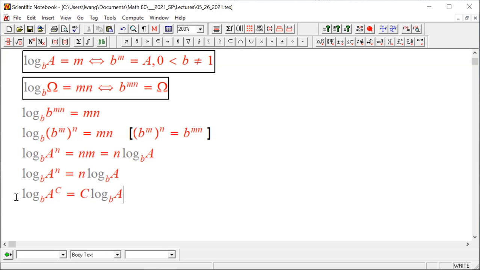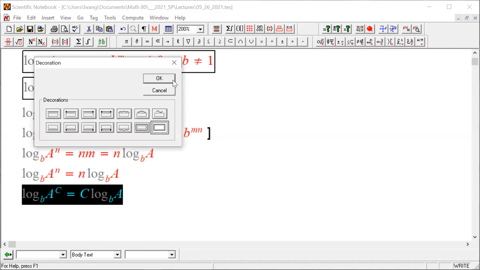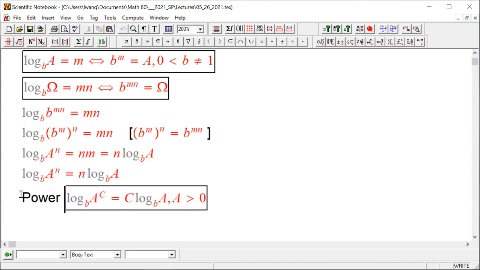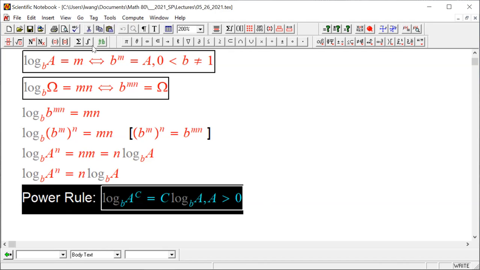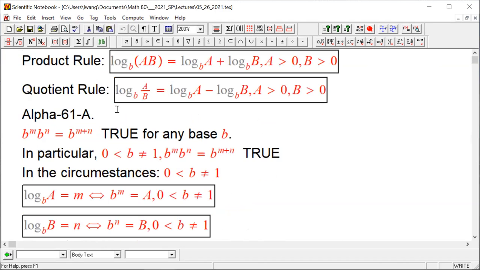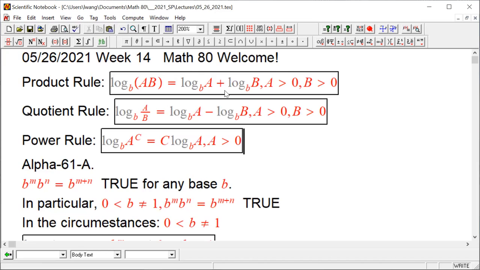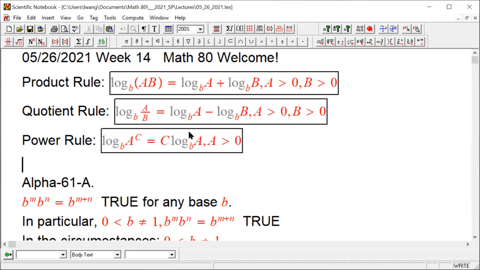So now this rule is called a power rule. It's called power rule, okay? And of course, provided we do it in the domain. Okay, I encourage you guys to watch this section maybe more times. So these are the 3 rules of logarithm. These are the 3 rules of logarithm.